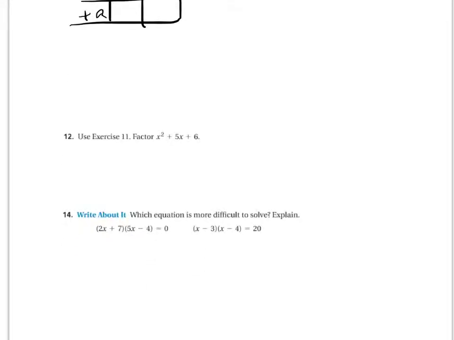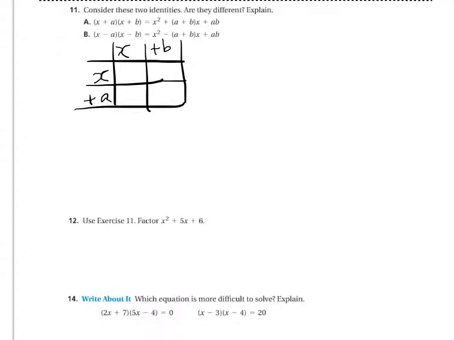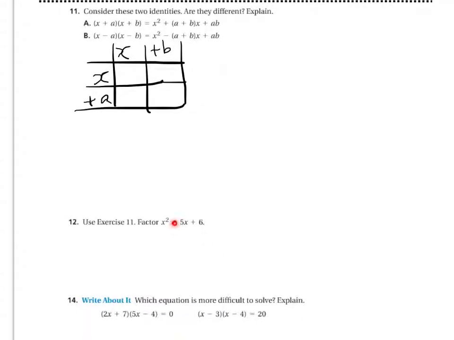Number 12. Use exercise 11. Factor x squared plus 5x plus 6. So right here we have 5x, and this is 6. So if this is true, then a plus b, whatever number you have right here plus whatever number here, has to be 5. And also a times b is right there, so whatever number here times whatever number here, a times b, has to be 6.